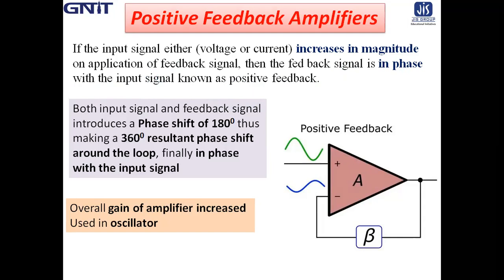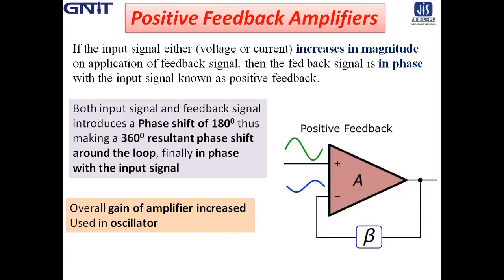The amplifier produces a phase shift of 180 degree, and the feedback network also produces a phase shift of 180 degree. So the overall phase shift is 360 degree around the feedback circuit, causing the resulting feedback voltage to be in phase with the input signal. Positive feedback increases the gain of an amplifier. It also increases the distortion and instability of the amplifier.